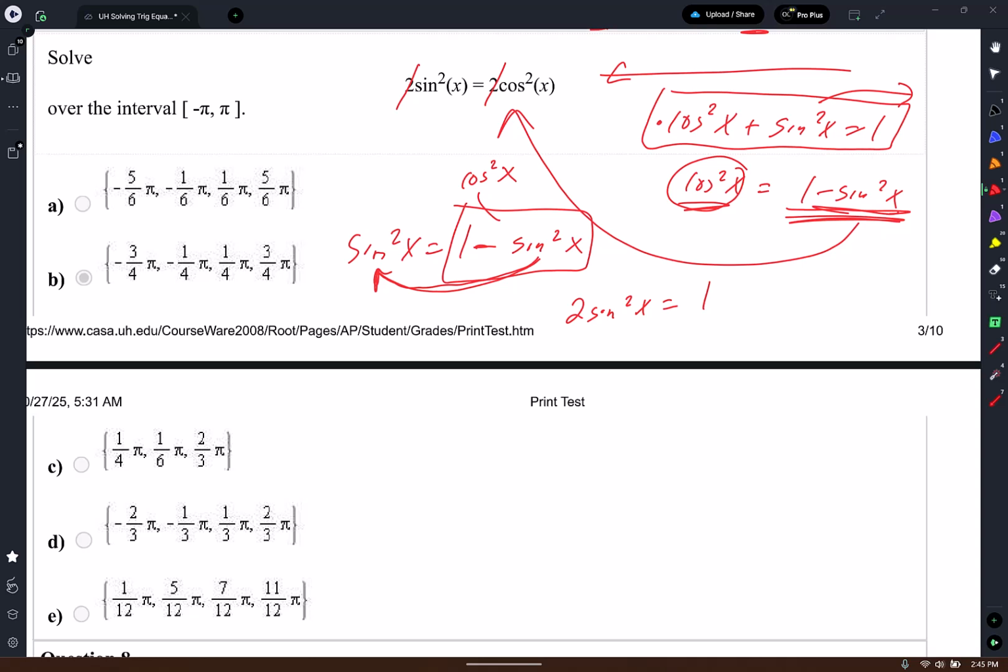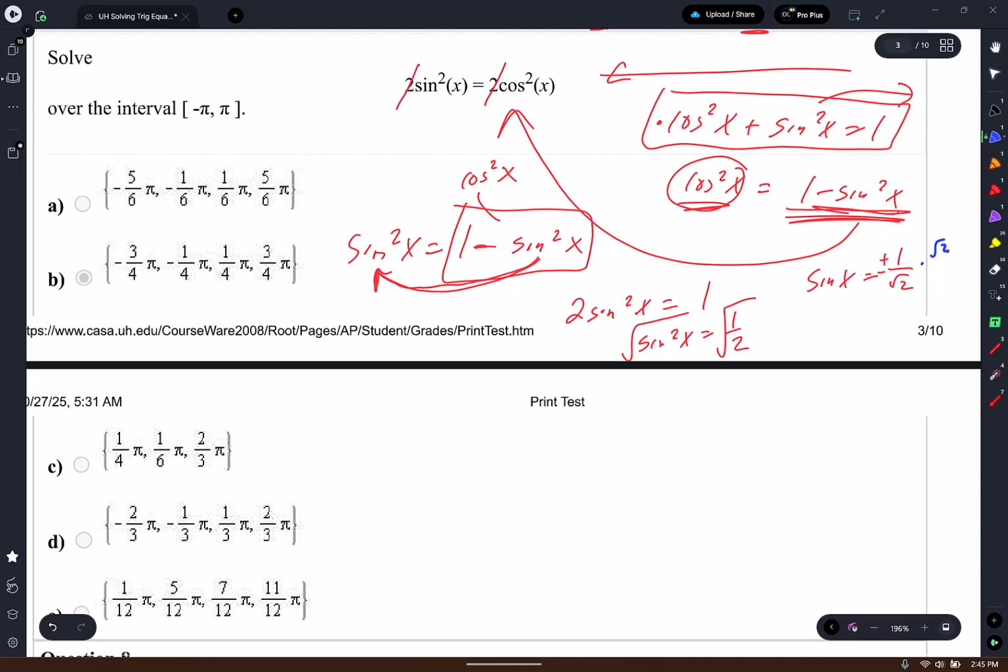All right, I want to get the sine squared x by itself. What do I got to do to that 2? Divide. Sine squared x equals a half. One last move. How do I get rid of that square? Square root. Sine x equals the square root of 1 is 1, and then over the square root of 2. Plus minus. Make it look like something you guys know. Times it by square root of 2 over square root of 2. And then we got this. Sine x equals plus minus square root of 2 over 2. That's as far as you got to go.